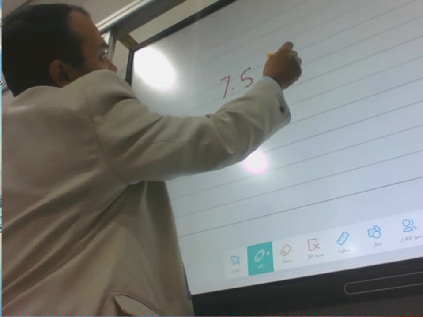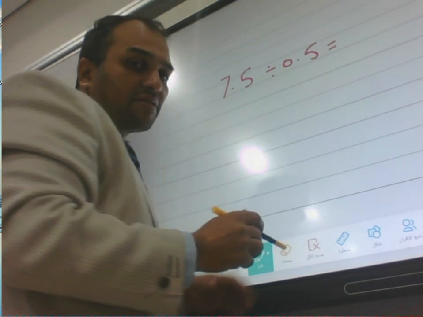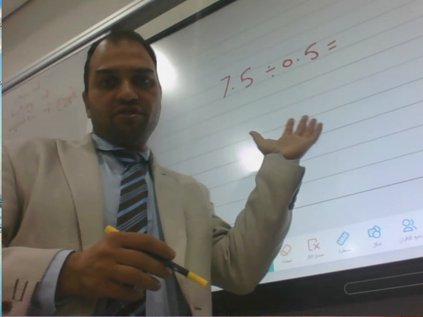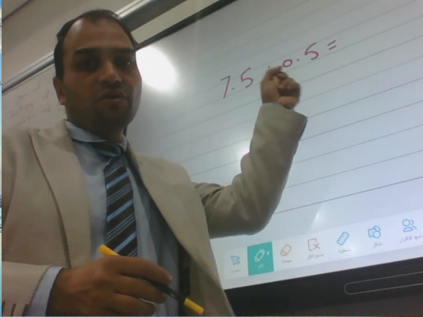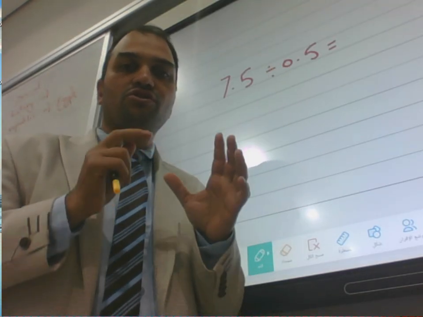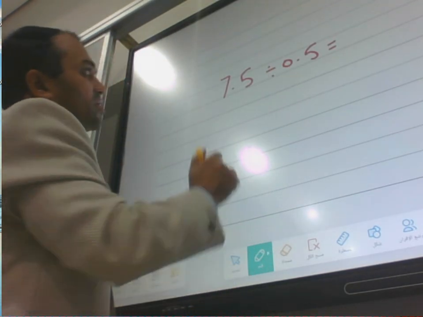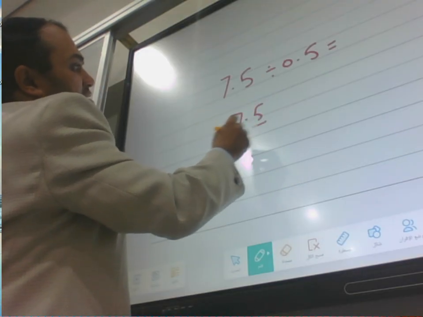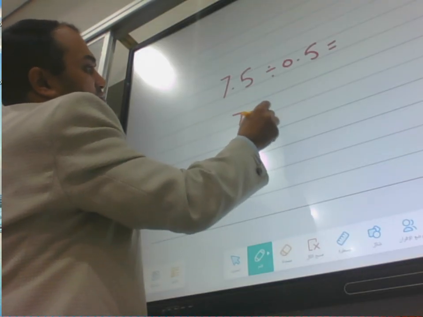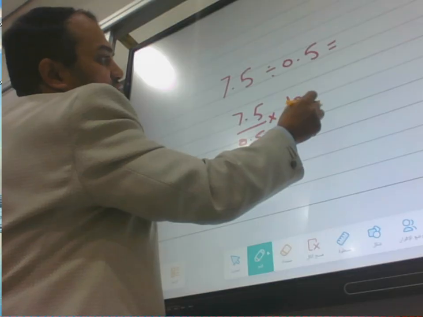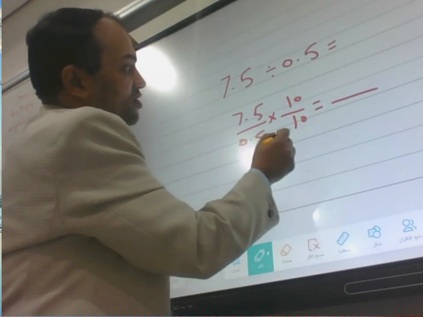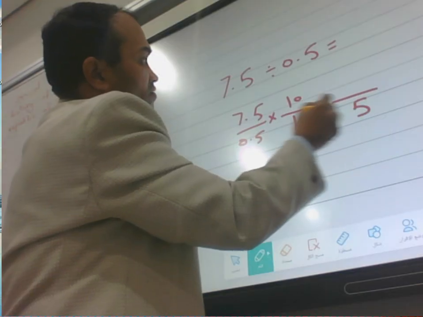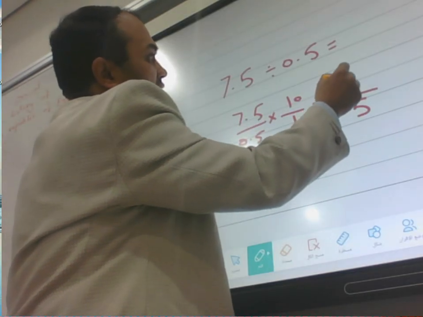And what about this example? 7.5 divided by 0.5. In this example also we must convert the divisor to a whole number by multiplying by 10. Why? Because the point is after one place. Then we have 7.5 over 0.5. We can multiply numerator and denominator, up and down, by 10 to cancel the point. Then 0.5 times 10 equals 5 and 7.5 times 10 equals 75.